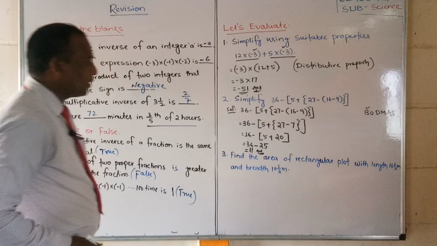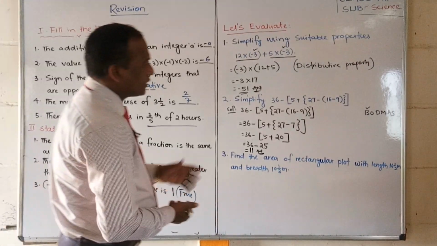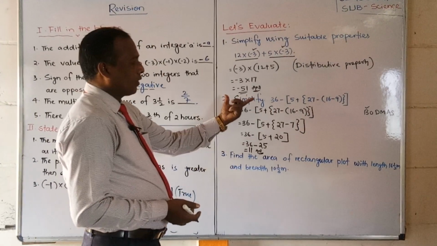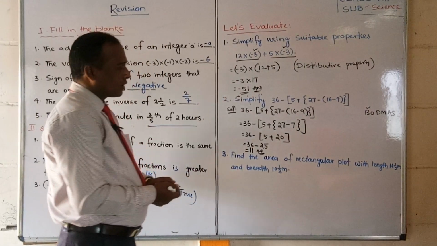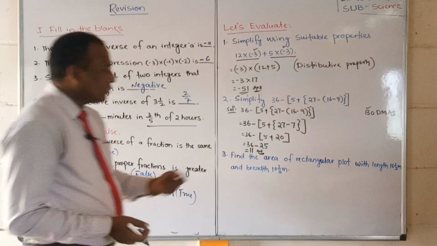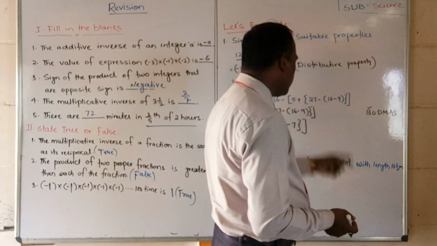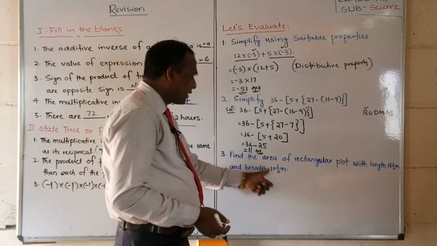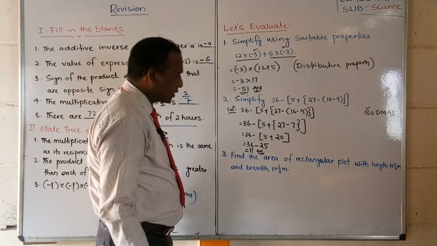Okay. So I hope you have understood how to open brackets and also how to use the BODMAS formula, operating the brackets. Now the third question, students, you have to see. Find the area of the rectangular plot with length 16 whole 1 by 2 meters and breadth 10 whole 1 by 3 meters.